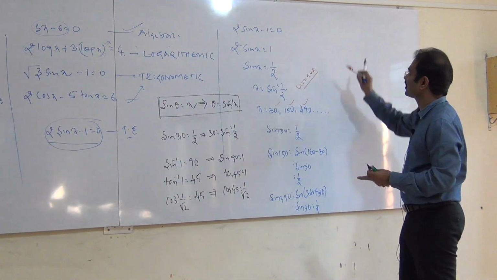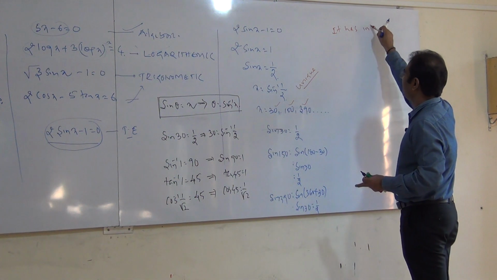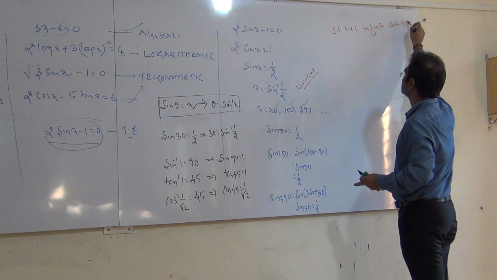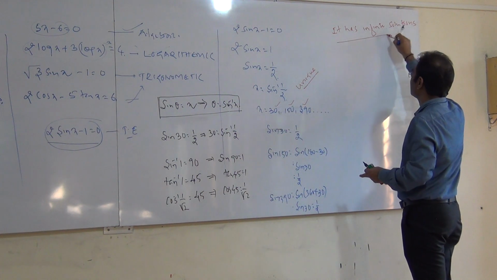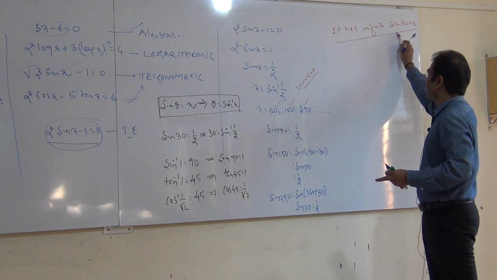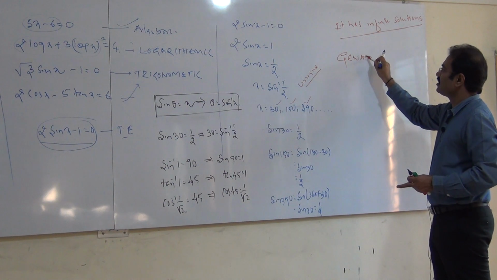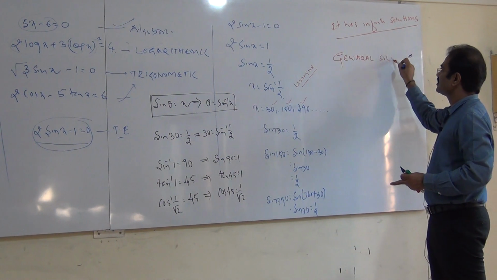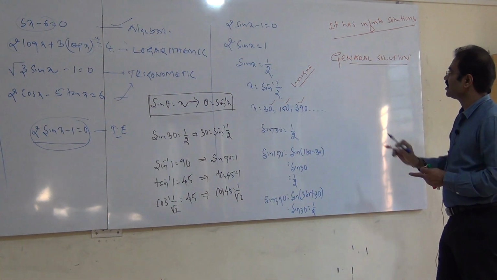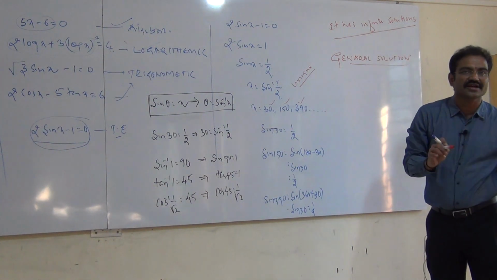Then what? It has infinite solutions. So to write these infinite solutions, we write its general solution. What we write? We write its general solution. This general solution itself is solving the trigonometric equations.